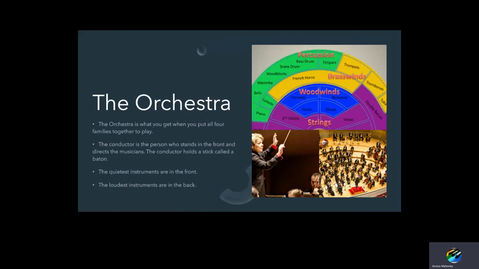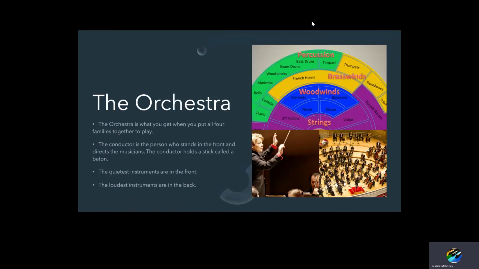The person who stands at the front and leads them and directs the musicians is called the conductor. Here's a picture of a conductor. She's holding a stick called a baton. And then in this picture where there's a group of musicians, the conductor is standing on a red step so that the musicians can see him.